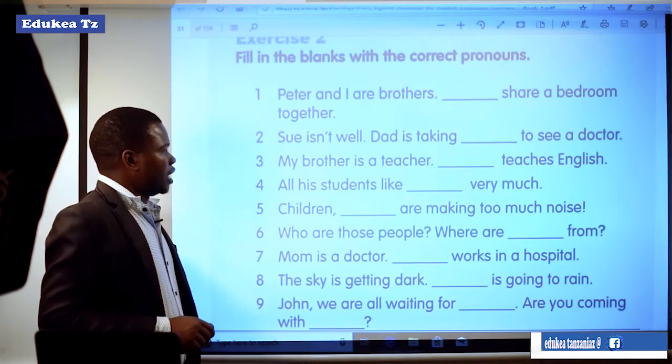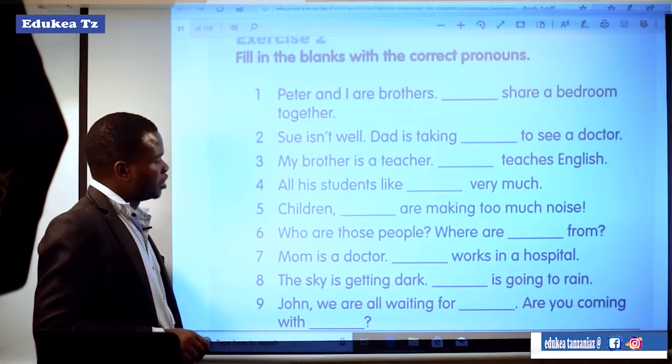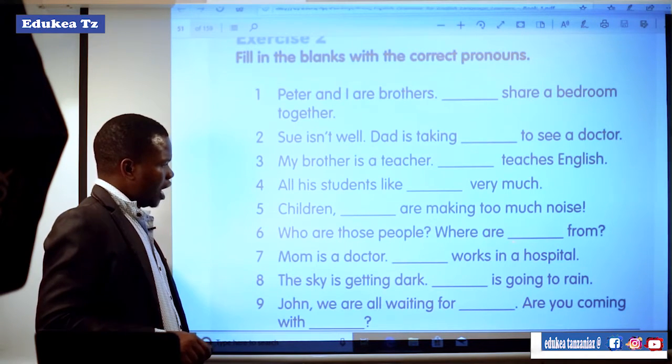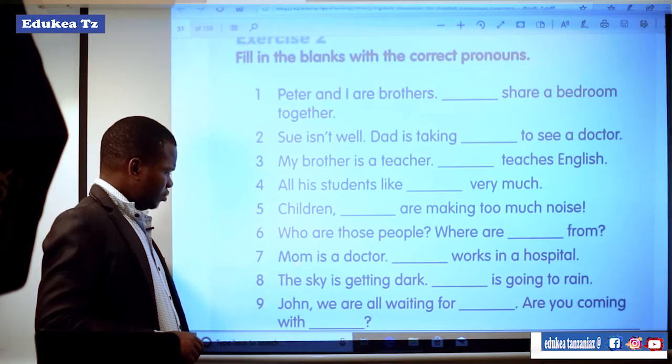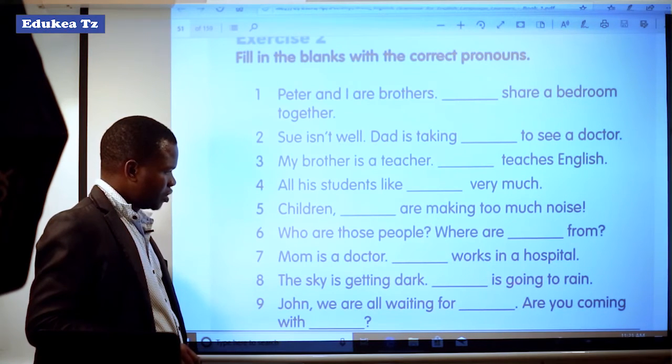All his students like dash very much. Children, dash are making too much noise. Who are those people? Where are dash from? Mommy is a doctor. Dash works in a hospital. The sky is getting dark. Dash is going to rain.